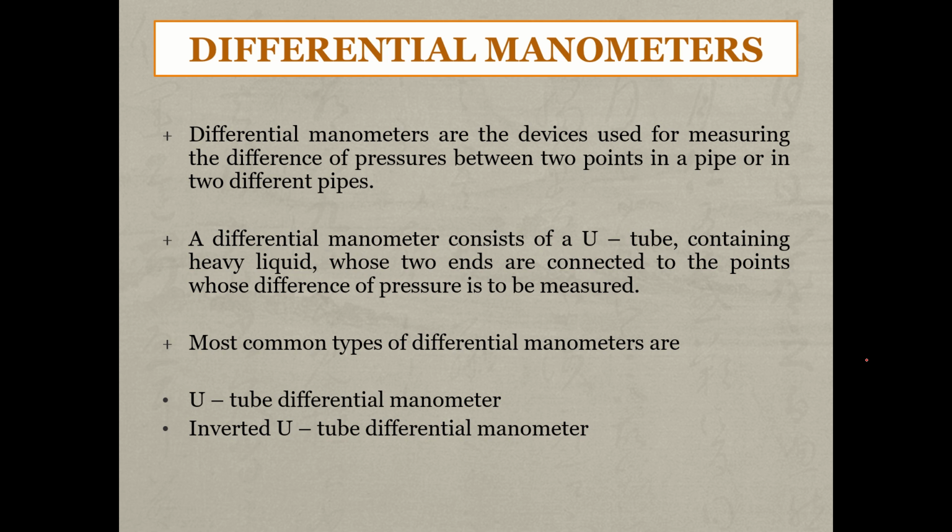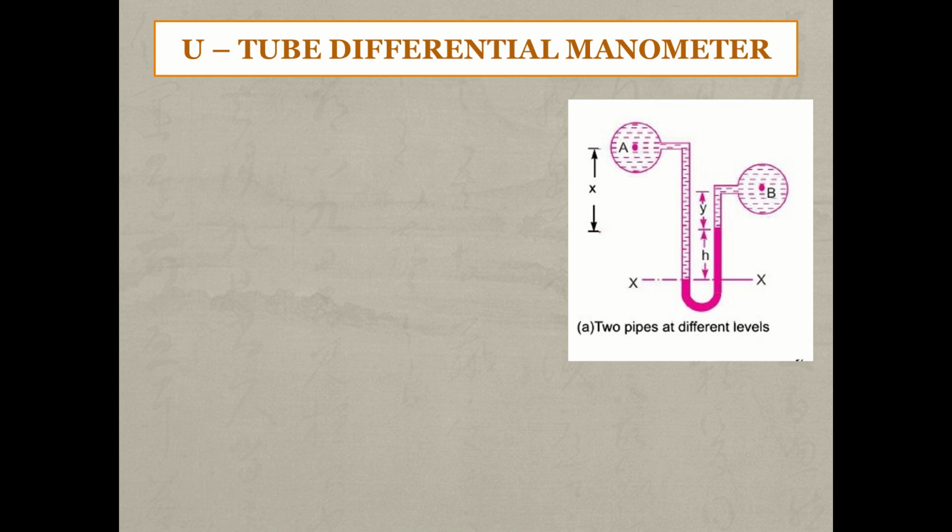Okay, so basically a differential manometer consists of a U-tube manometer, which generally contains a heavy liquid, which is heavier than the liquids in the two columns, and this is connected to the points. Mostly observed, the two types of differential manometers are the U-tube differential manometer and the inverted U-tube differential manometer. And now in this video we will see about them. Coming to the first one, it is the U-tube differential manometer.